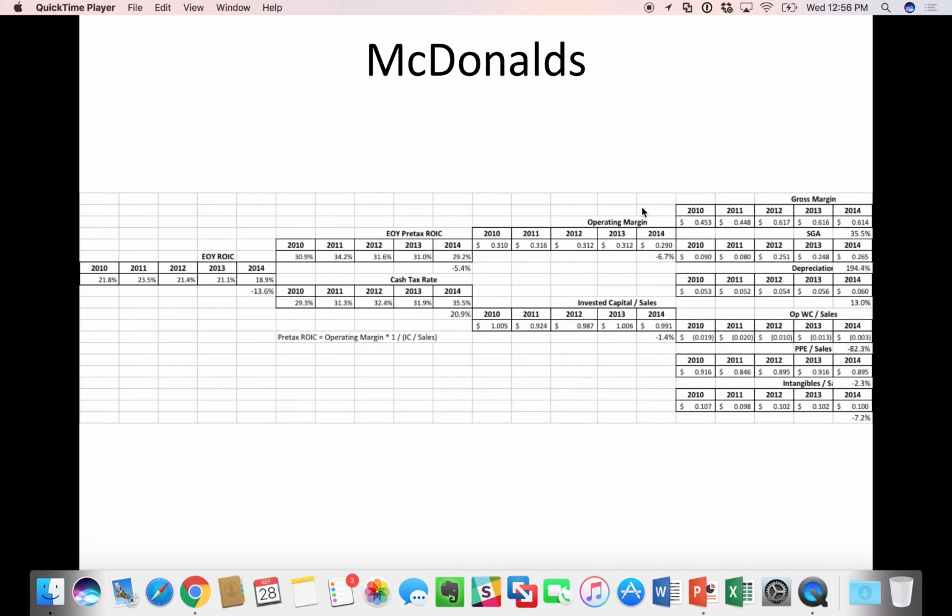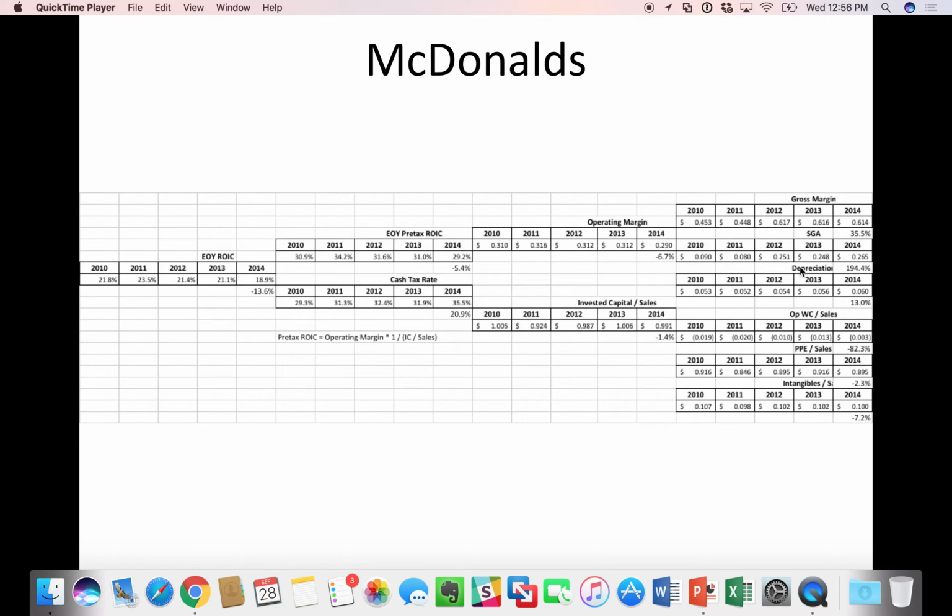Now we're going to do what I call level 2. The margin went down by 6.7% over this 5-year period of time. What drives operating margin? That is the income statement. That's what these 3 items come from. These are the 3 key performance indicators off of the income statement.